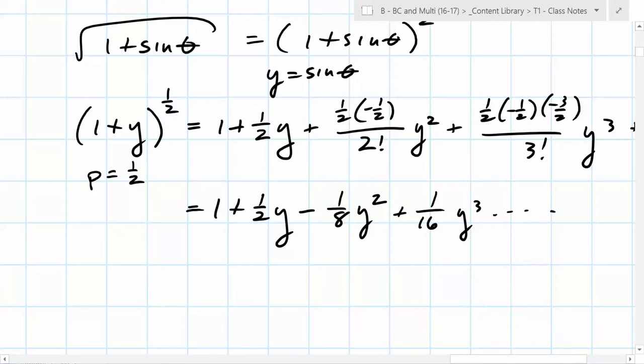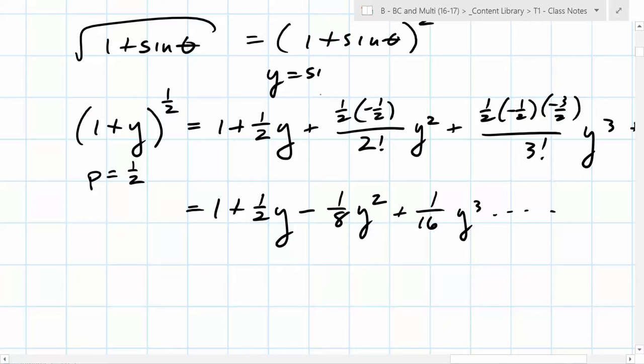We good? Do they have to use y? No, you could use a different letter, but this explains it nicely. This is 100% correct. You could write this down on the AP exam, and people would be able to follow it. We're not done yet, though. Why are we not done? What have we not done?